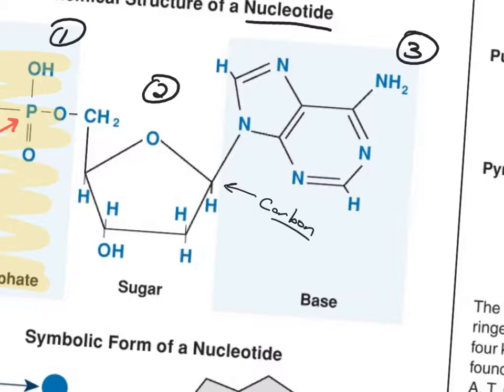How many bonds can carbon make? 4. Look at this. Count. This goes to 1 oxygen, that's 1. This carbon goes to this carbon, that's 2. This carbon to this hydrogen, that's 3. This carbon to this nitrogen, that's 4. 4 bonds, that is carbon.